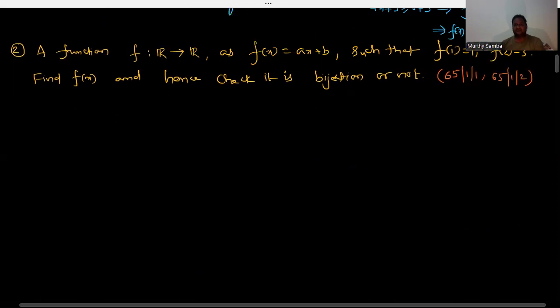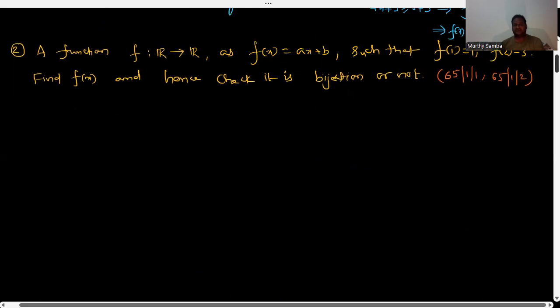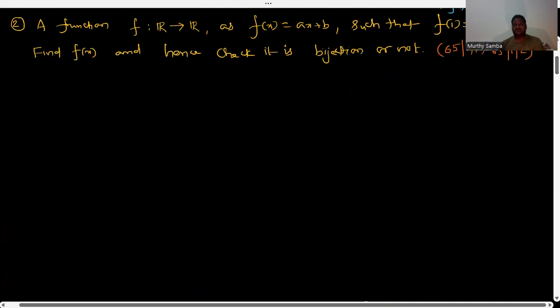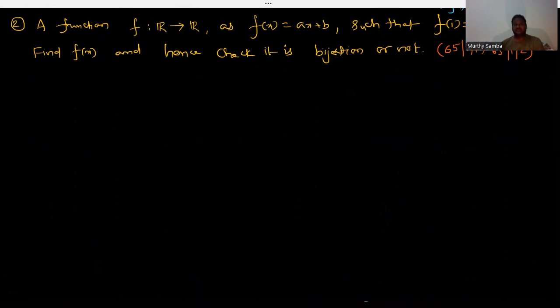So in the second problem, it was mentioned very clearly that f is a function defined from real numbers to real numbers, and how it is defined: f of x is equal to ax plus b such that f of 1 is equal to 1 and f of 2 is equal to 3. Find f of x and hence check whether it is a bijective function or not.